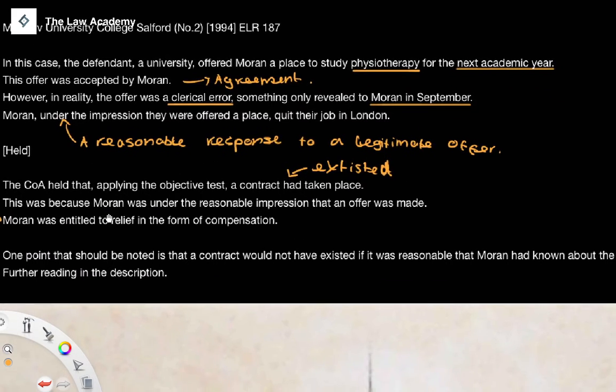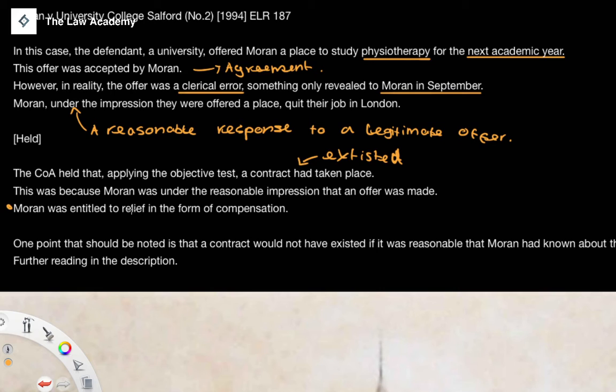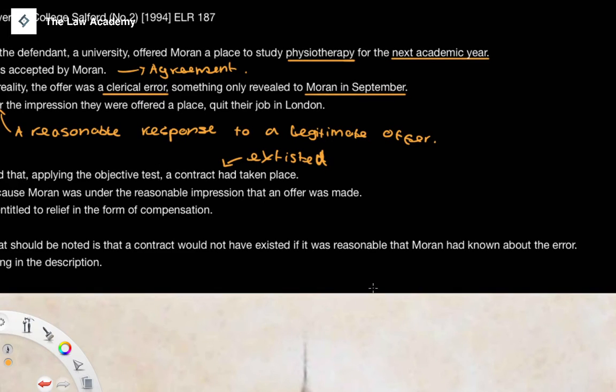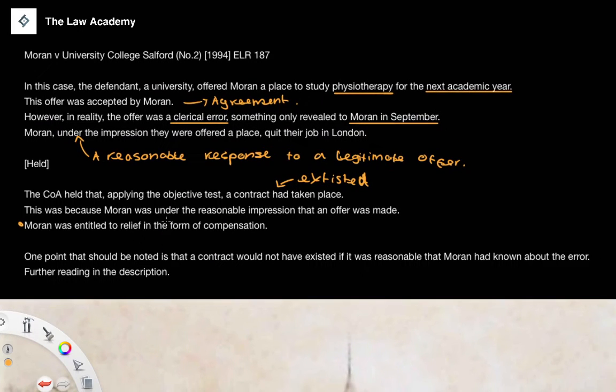Moran was entitled to relief in the form of compensation, because the university had effectively entered into a contract, but the terms of the contract were not fulfilled by the university because of this clerical error. In reality, an offer was not made. One point that should be noted about this case is that a contract would not have existed if it was reasonable that Moran had known about the error. If a reasonable person would have been under the impression that the offer was a mistake, then a contract would not have existed, because it wouldn't have met the requirements for this objective test.